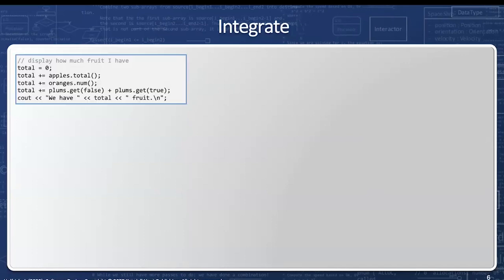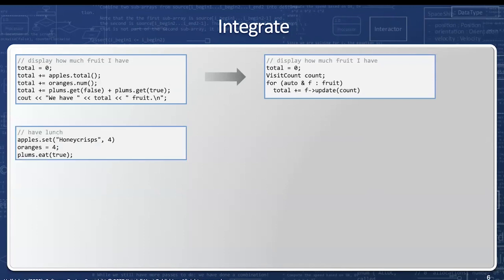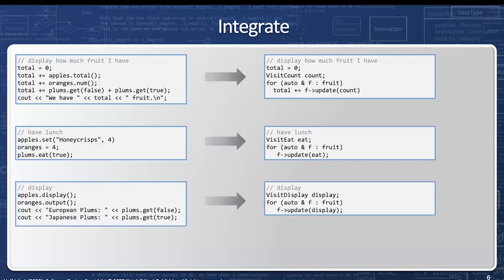I'm going to go from the old version, which had to know specifically about apples, oranges, and plums, to the new version, which doesn't know about any of those things. It just calls update. And the same thing is true when I have lunch, I'm just going to call eat. And when I call display, I'm going to call visit display. So let's see how that works.